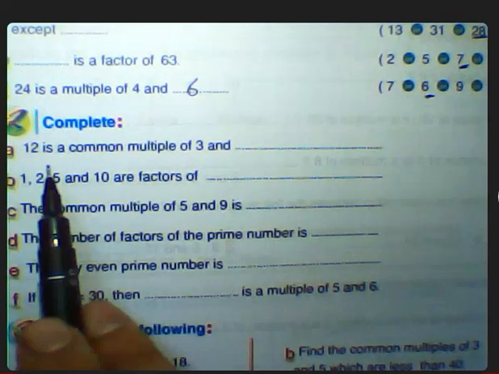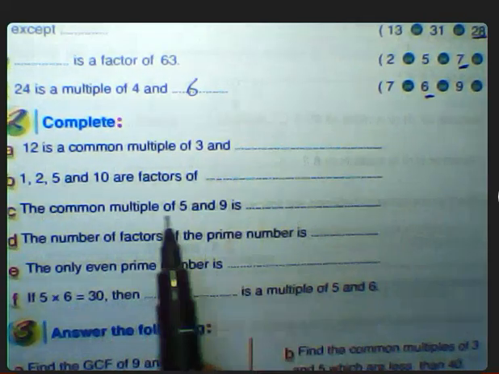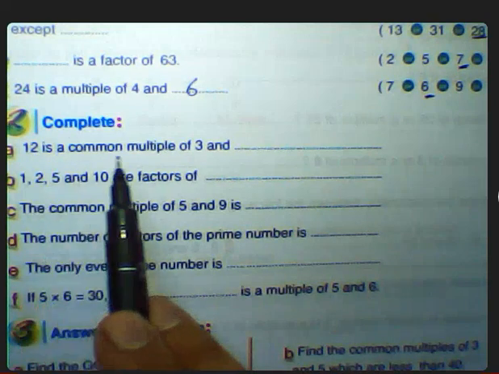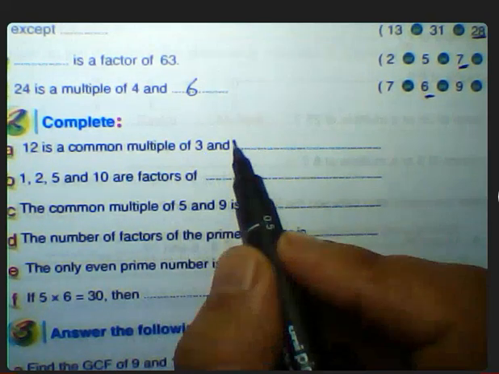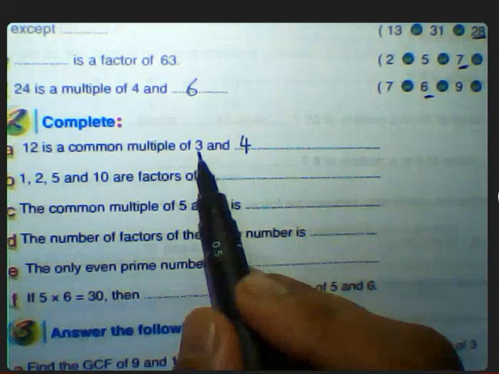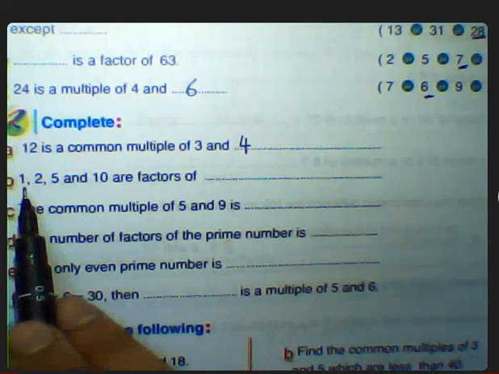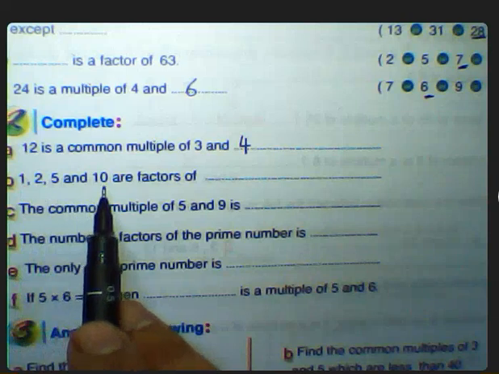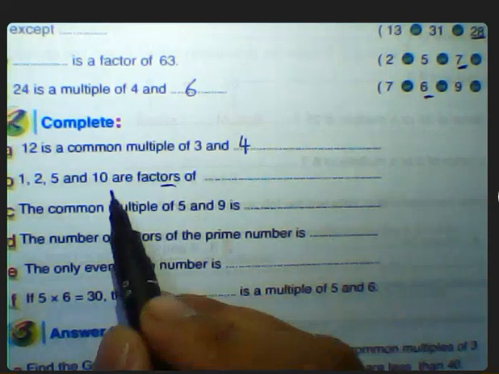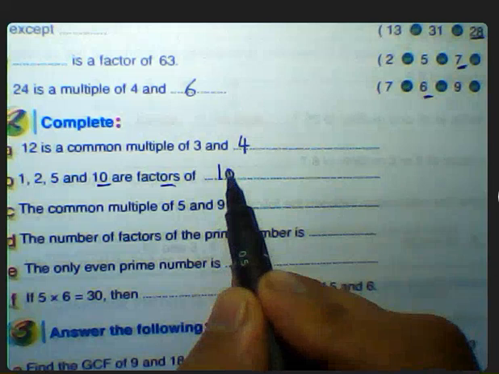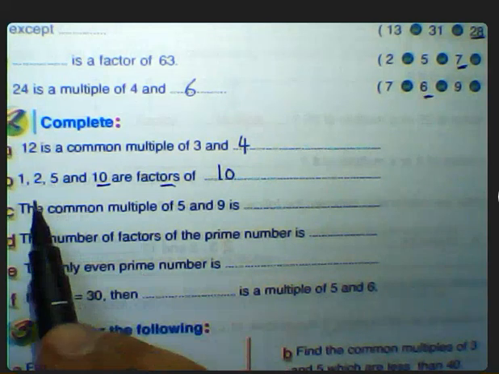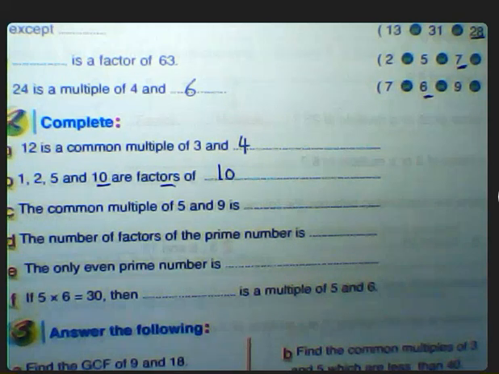Complete. 12 is a common multiple of 3 and space. 12 is a common multiple of 3 and 4, because 3 times 4 equals 12. 1, 2, 5, and 10 are factors of what? Of 10, because 10 equals 2 times 5 and 1 times 10.